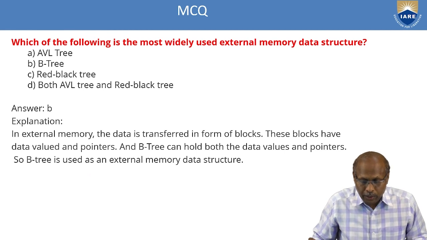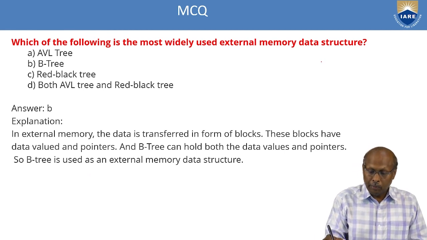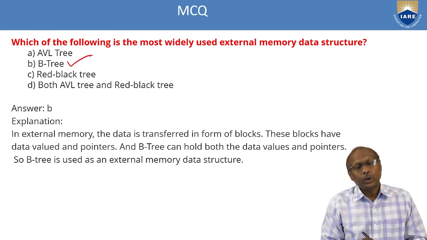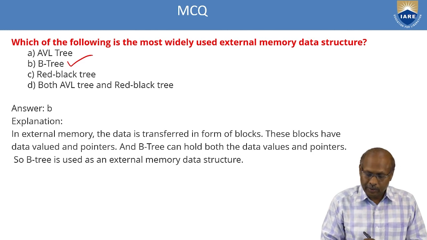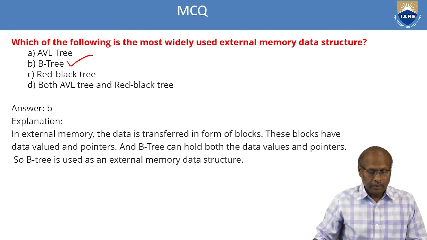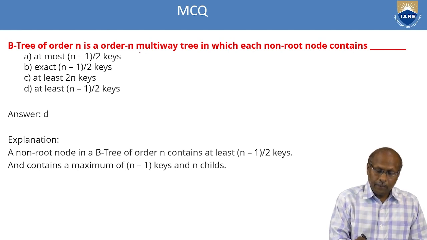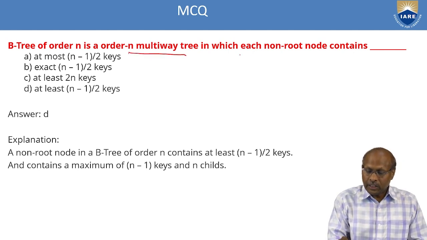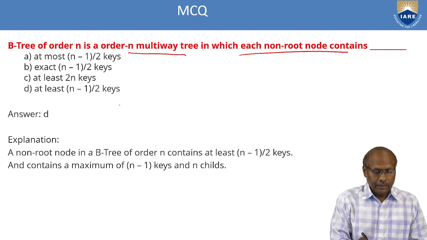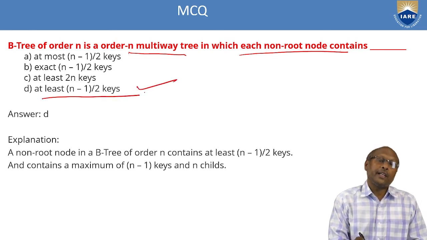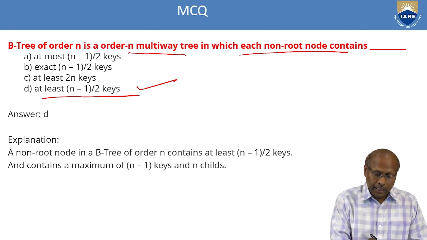Which of the following is the most widely used external memory data structure? AVL tree, B tree. So the answer is B tree, because B tree is useful for storing a huge amount of data, especially in the database. A B tree of order n, n-way multi-way search tree, each non-root node contains at least (n-1)/2 keys is the main answer. This you already know, the properties of B tree. This answer you should know.